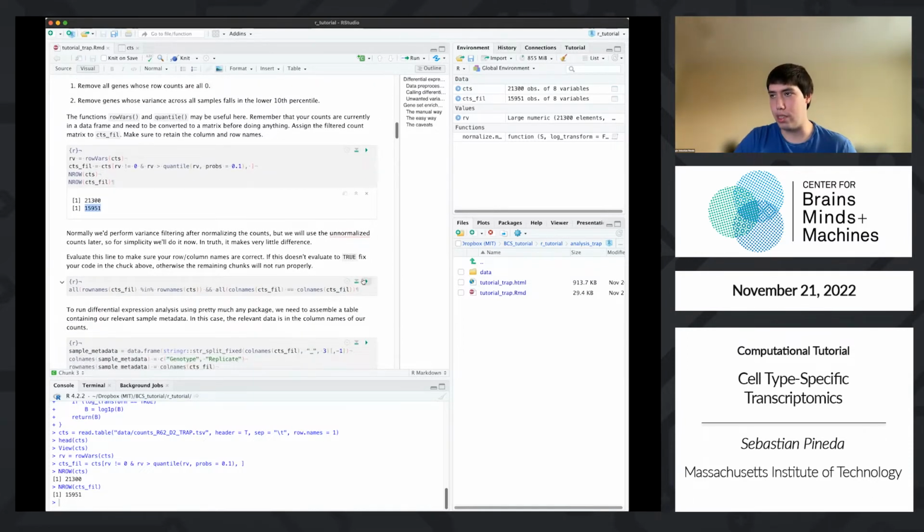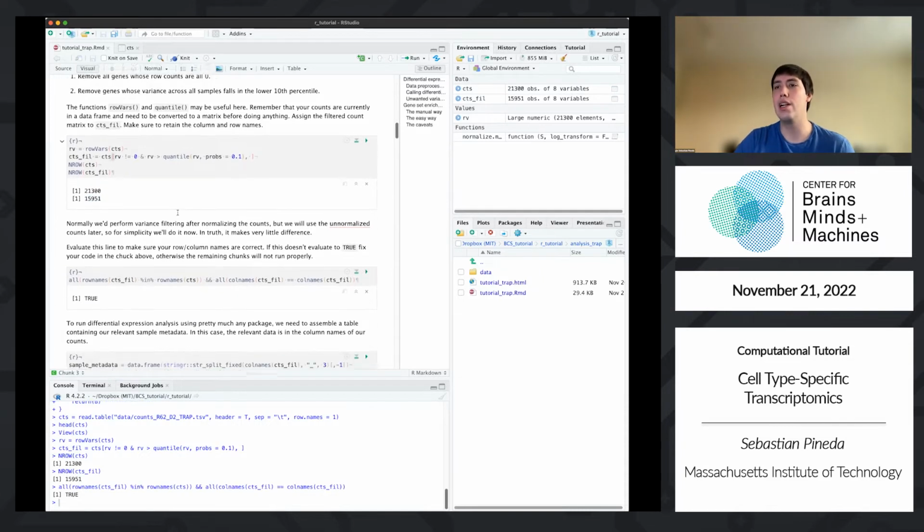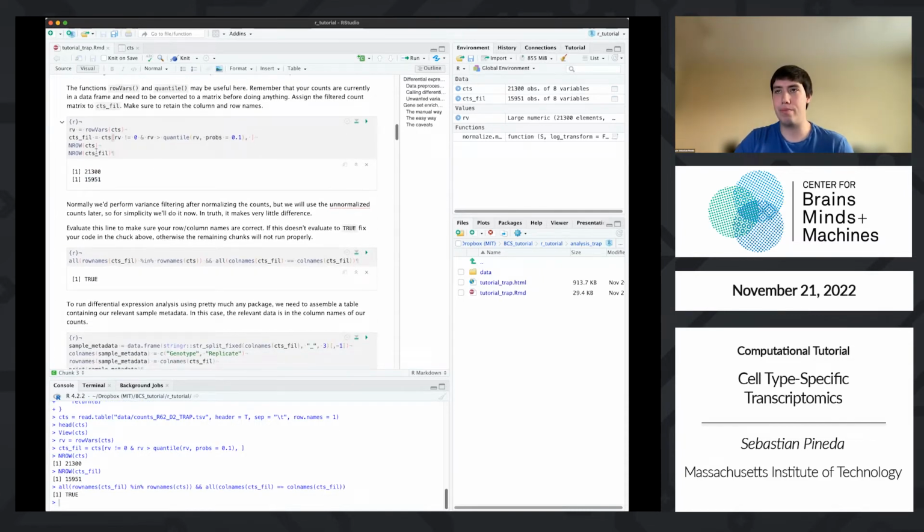So this is just a sanity check. And now that we have that, smaller data is always easier to work with, especially when we're doing matrix manipulations, because they're computationally very expensive. So the fewer genes we have, usually the easier our life is going to be.